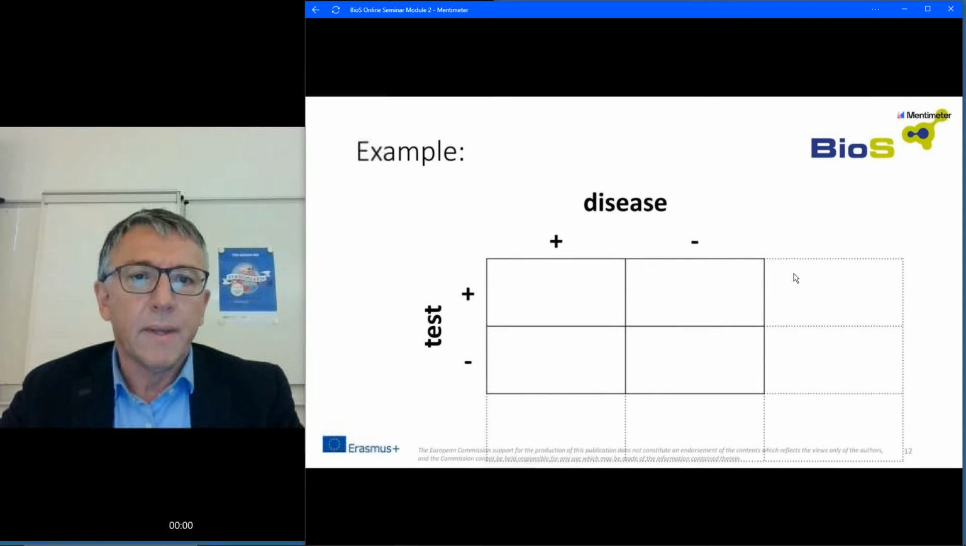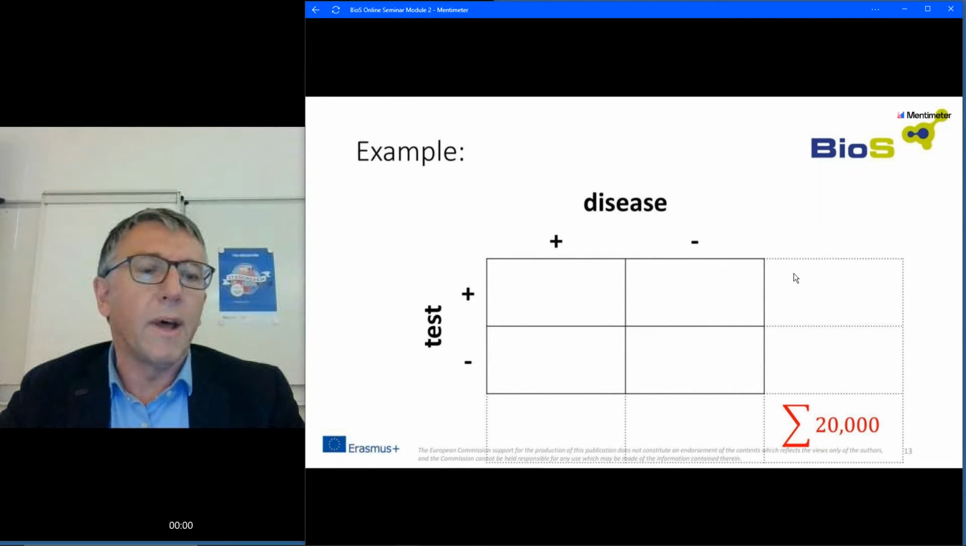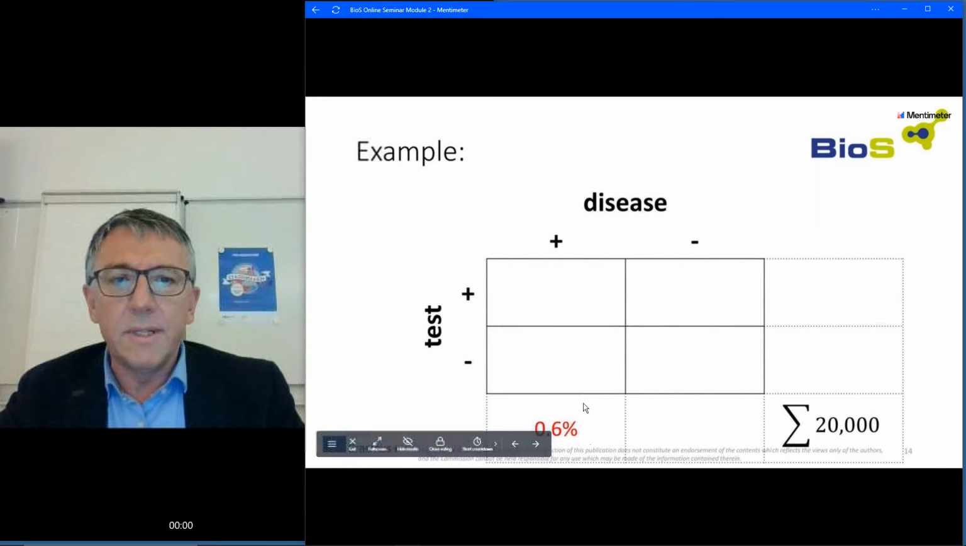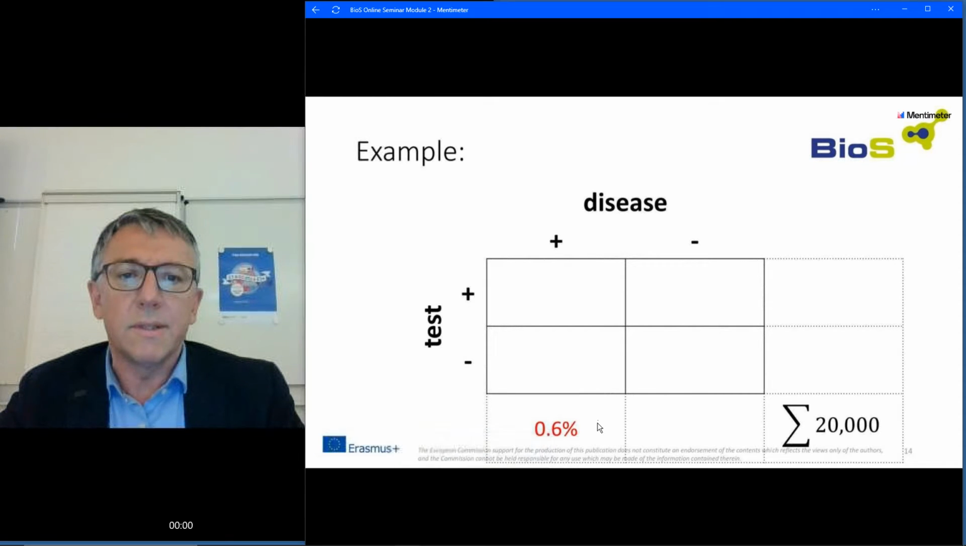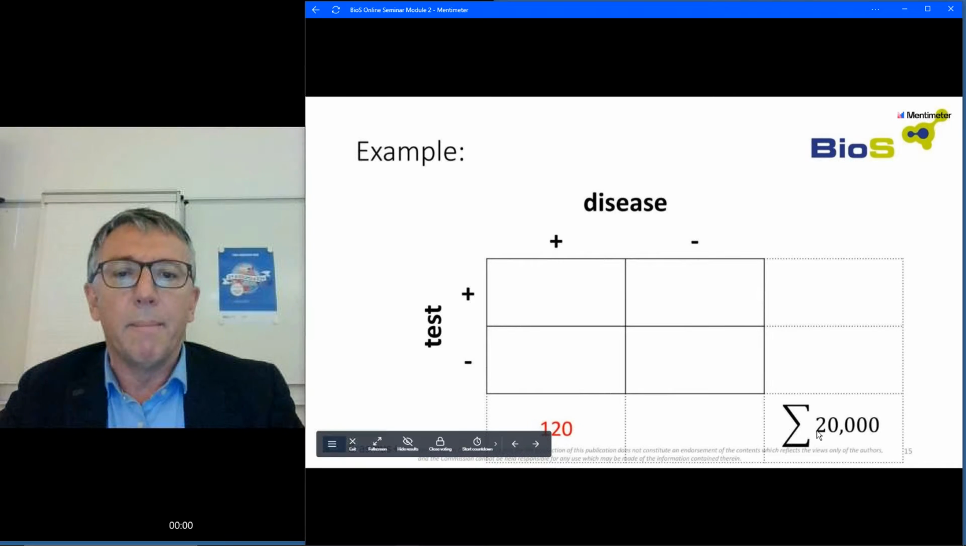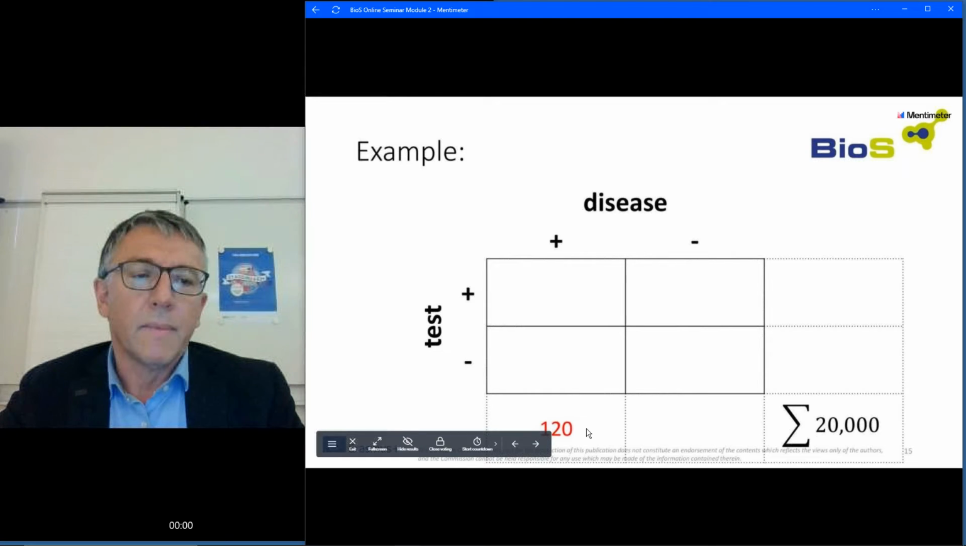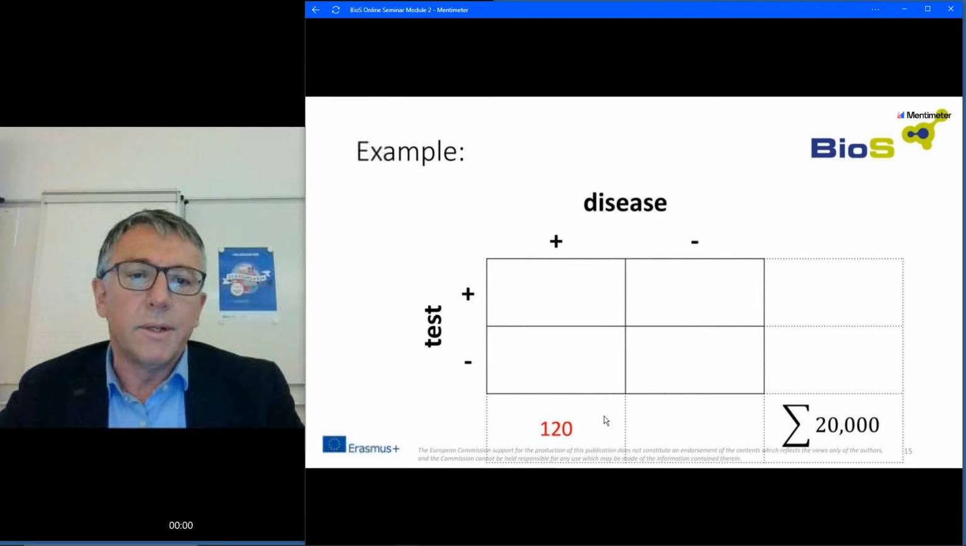So we fill in this table. We start with the number of people in the population, which in this case is 20,000 people being tested, and the prevalence of the disease, so the number of people who have the disease, is 0.6%. So if we have 20,000 people, then the number of people who actually have the disease is 120. So out of those 20,000, 120 actually have breast cancer.